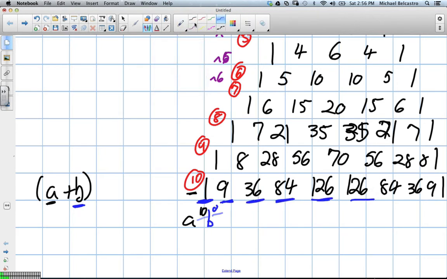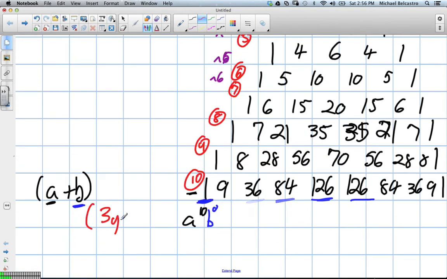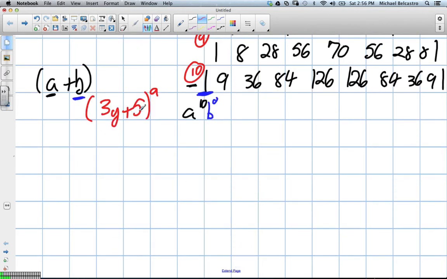So we'll take our terms again. I'm going to rewrite the question here. 3y plus 5. So we have 3y plus 5, and it's all to the power of 9. You're right, it goes to 9. So our very first term here is going to be connected to our A, right?